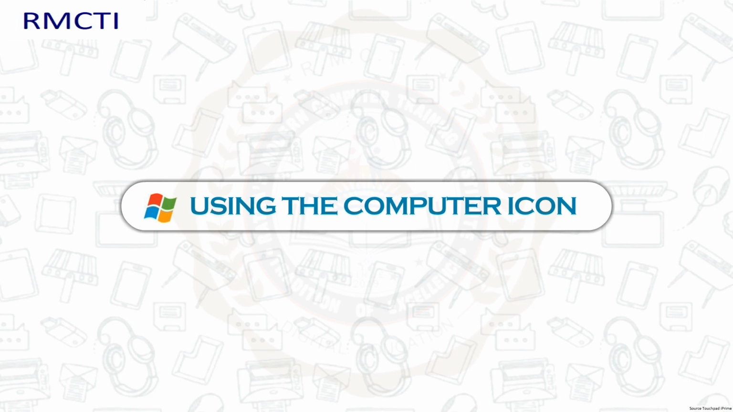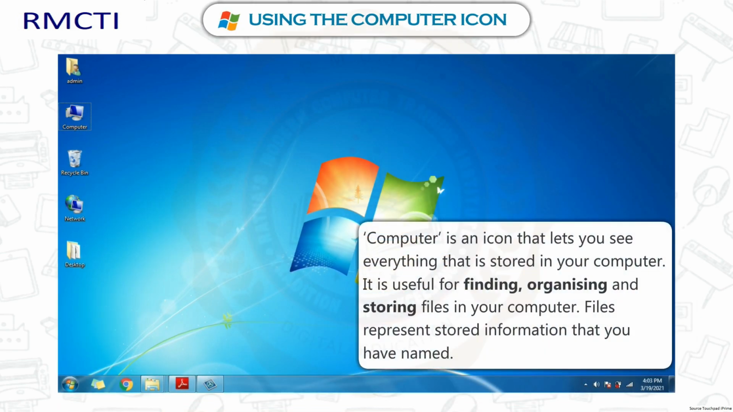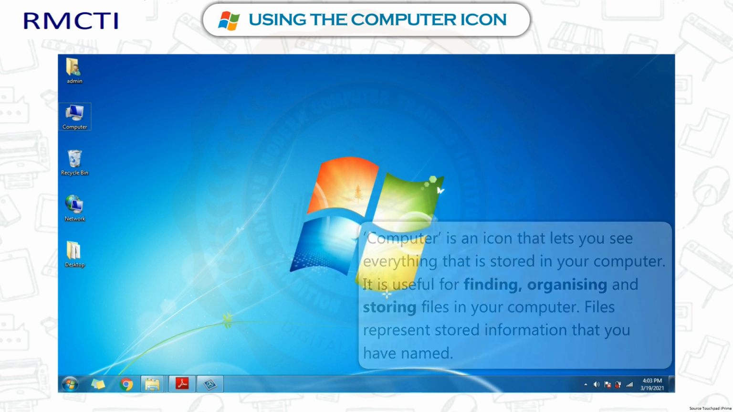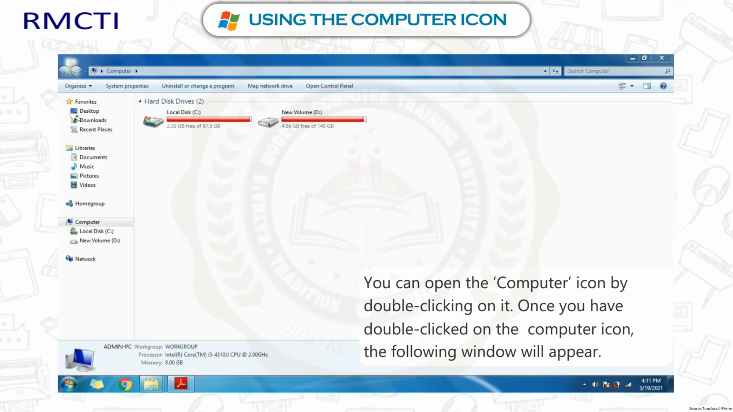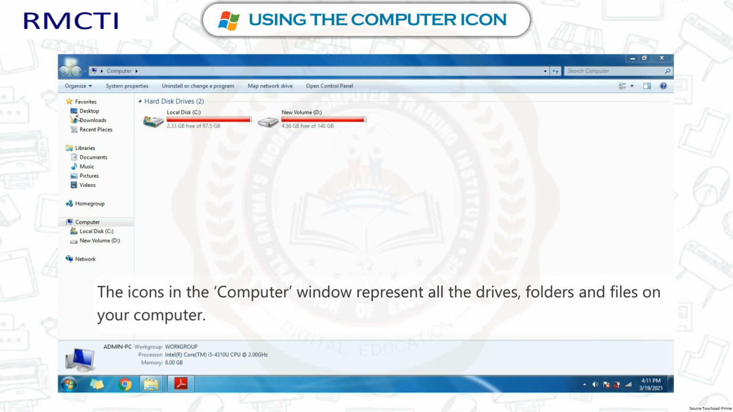Using the computer icon. Computer is an icon that lets you see everything that is stored in your computer. It is useful for finding, organizing, and storing files in your computer. Files represent stored information that you have named. You can open the computer icon by double-clicking on it. Once you have double-clicked on the computer icon, the following window will appear. The icons in the computer window represent all the drives, folders, and files on your computer.